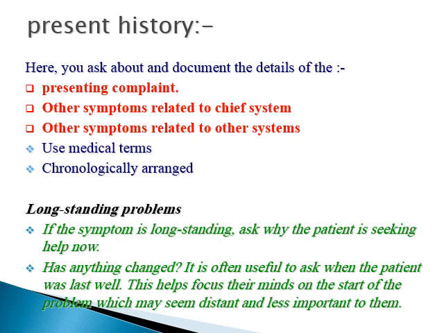The present history has 3 main items: analysis of the presenting complaint, other symptoms related to the chief system, and other symptoms related to other systems. Don't forget, you can use medical terms, and the items should be arranged chronologically.